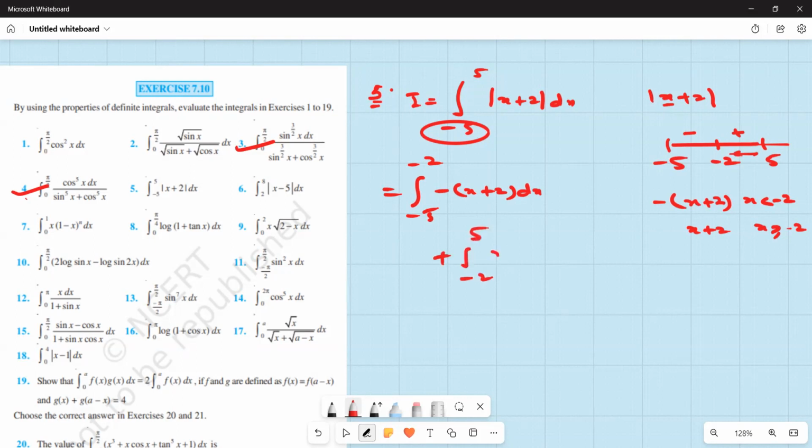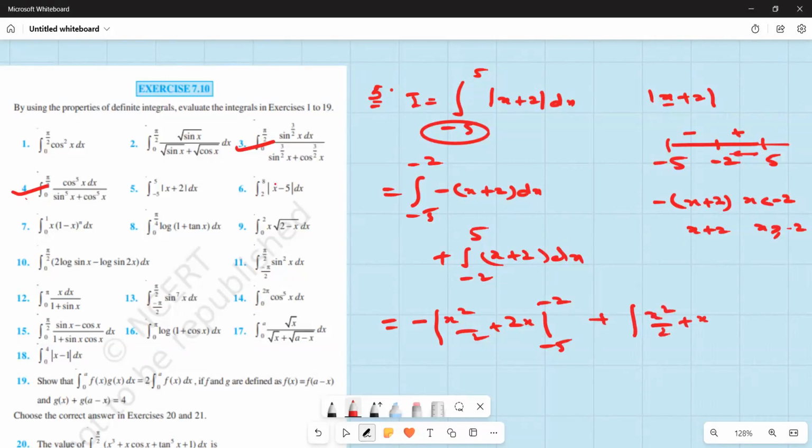Minus 2 to 5, it is x plus 2, positive. Just integrate like the previous definite integral, it will be minus x square by 2 plus 2x. Put the lower limit and upper limit, and this will be x square by 2 plus 2x. Put upper limit and lower limit. Clear? I hope this is understood.